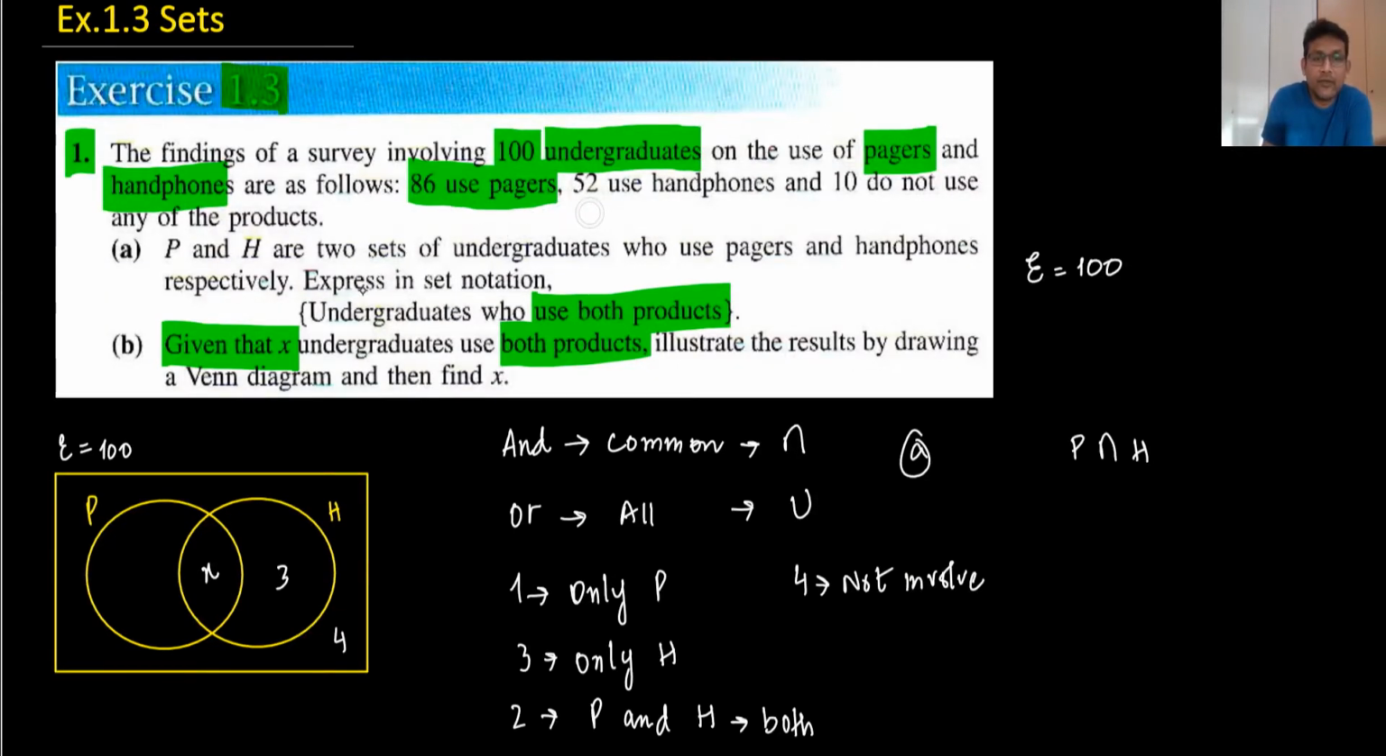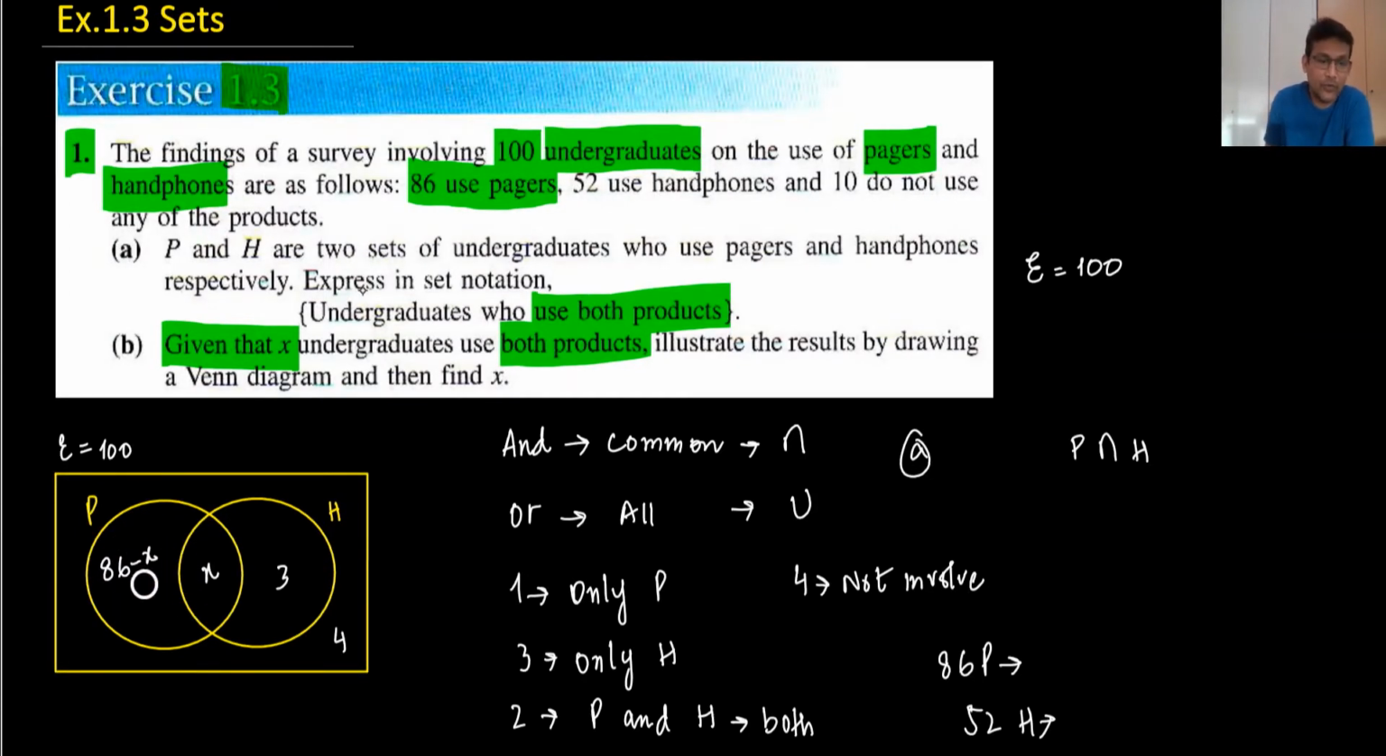We have first the 52 who use headphones and 86 who use pagers. So 86 means we are talking about the complete set. If 86 use the pager and 52 use the headphones, it means this total area is 52. But when x is given here, I have to write not 86, I will write 86 minus x, because this is only; I have to subtract this area. Because when I write only 86, it means 86 plus x is the pager area.